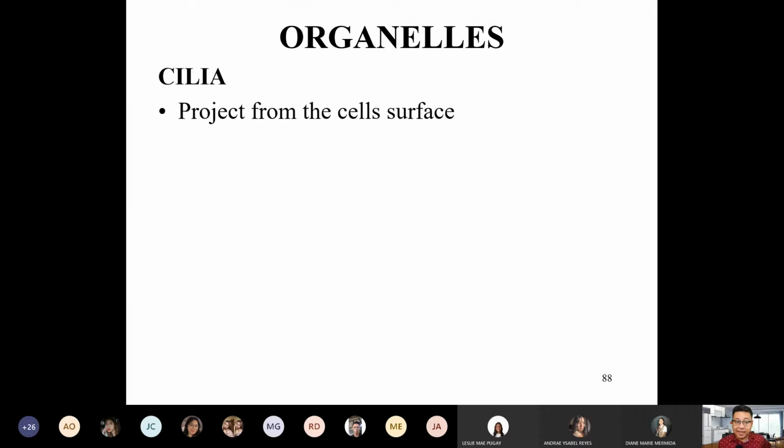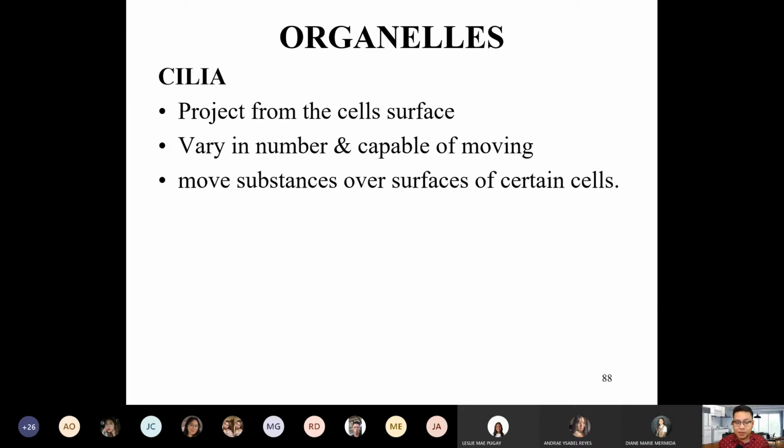Next, we have cilia, not the chair, but it projects from the cell surface. They vary in number and are capable of movement. It can move substances over certain cells. Okay, when we move on to our respiratory tract, cilia din po ang tawag dun ha. Yung mga ating hair within our noses, ang tawag din po dun ay cilia. Pero yung cilia na yun are comparatively very large compared to the cilia in your cells.